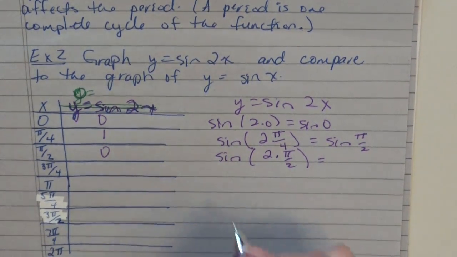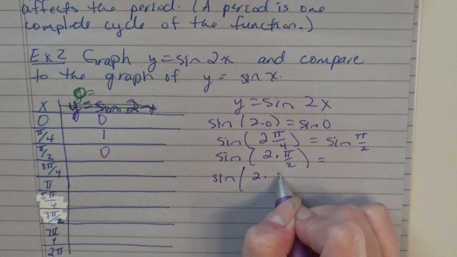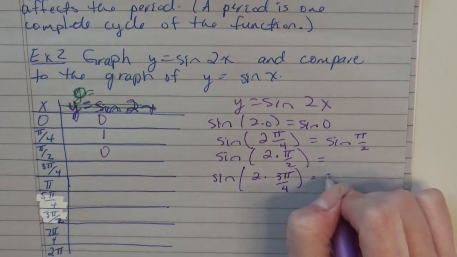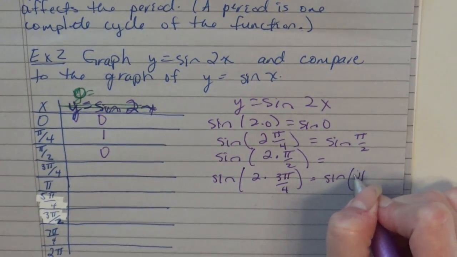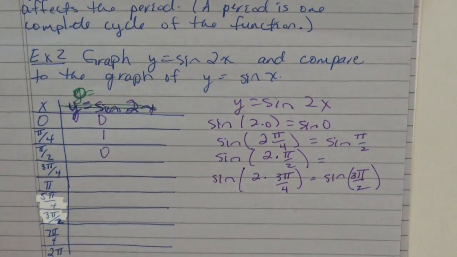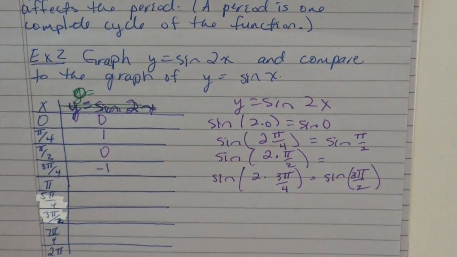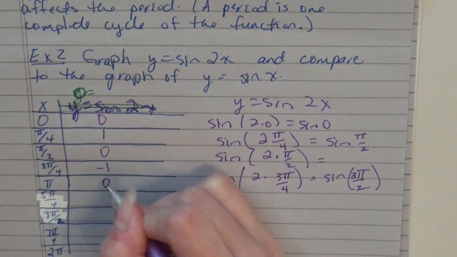Put in 3 pi over 4, so you've got sine of 2 times 3 pi over 4. That's going to be sine of 3 pi over 2. Sine of 3 pi over 2, we know from the unit circle to be -1. If I put in pi for x, that gives me sine of 2 pi. Sine of 2 pi is 0.